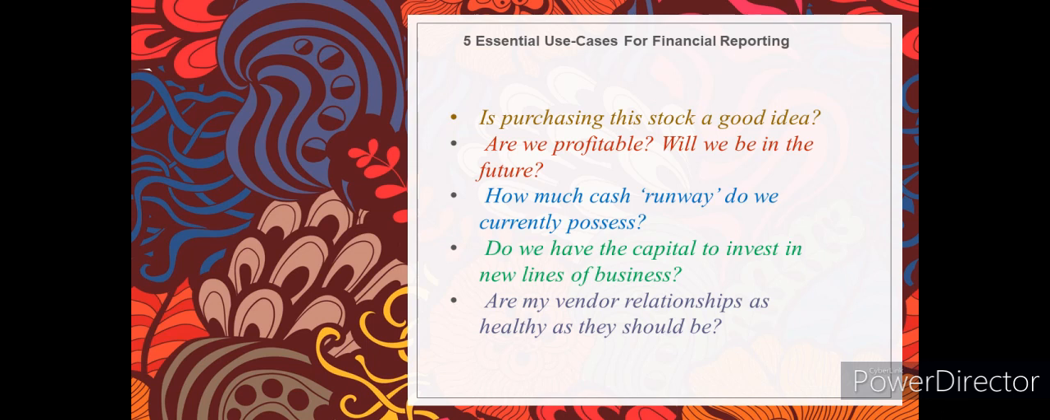Next is, how much cash runway do we currently possess? As I told you, in this financial reporting the cash flow statement is also a component. By checking that cash flow statement, we will be able to know whether we are going with the correct cash flows or not, or whether in the future we need some cash, or have extra cash to use. The cash flow statement is basically for the inflow and outflow of cash.